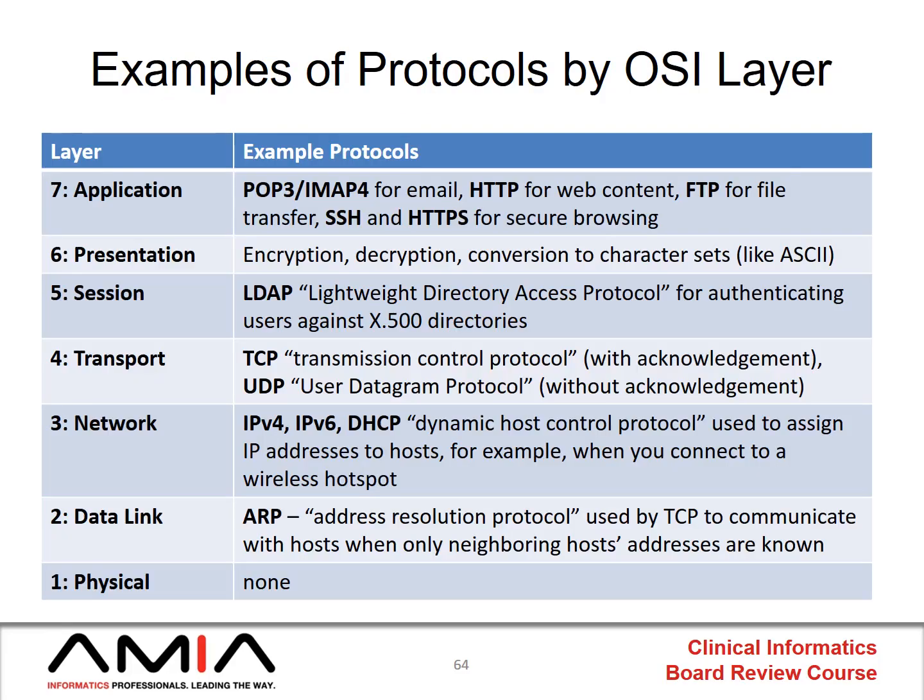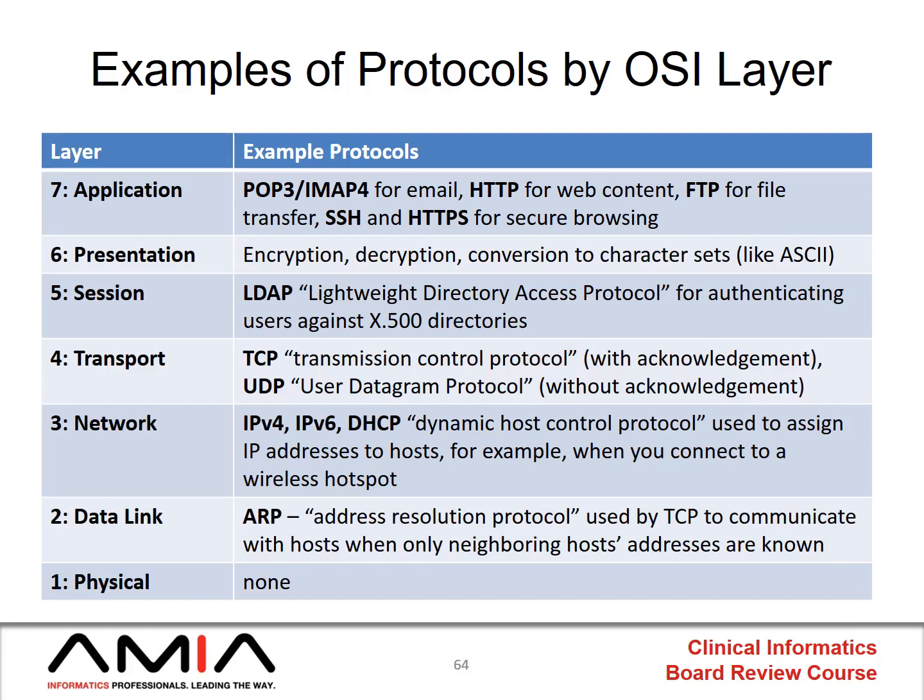One of the things that might be tested is actually which protocols reside at which level. So I would stare at this for a little bit and try to commit these to memory. At the application level, the protocols I could think of were POP and IMAP for email, HTTP for web browsing, FTP for file transfer, SSH and HTTPS, which is the secure version of HTTP for secure browsing. Presentation layer, this is where encryption and decryption and conversion to character sets takes place. For example, switching from ASCII to Unicode in your browser.